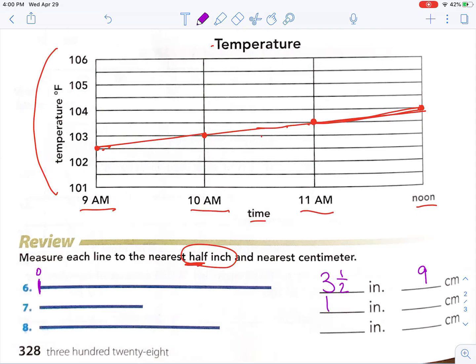Okay, the next one, number 7, was about 1.5 inches and about 4 centimeters. Lastly, number 8 was about 3 inches and about 7 centimeters. Okay, if you were a little off, go back and make sure you lined up your ruler with the 0 mark. I can't measure on my screen because it's not the same size as the book. But I gave you the correct answers, and I hope you got them right. If you didn't, you can measure again.